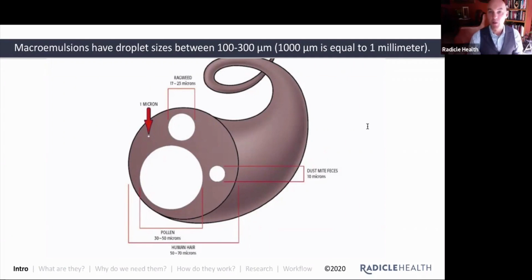It's called a macroemulsion, and the droplet sizes are somewhere between like 100 and 300 micrometers. A micrometer, 1,000 micrometers is equal to 1 millimeter, and you can see on the slide here, this is intended to represent a human hair. Micrometers are also called microns. You can see up in the top left where the arrow is, that's 1 micron compared to the size of a human hair, and for some reason, dust mite feces too.